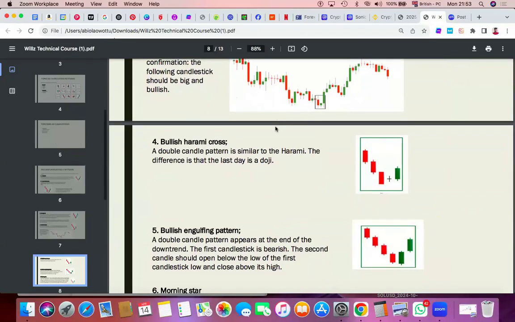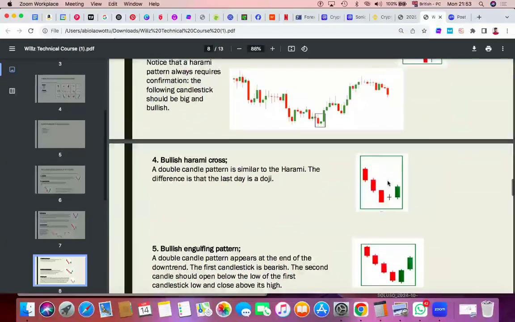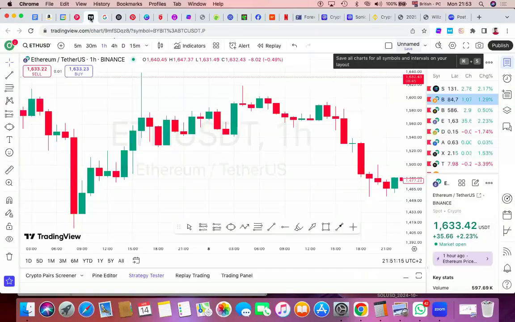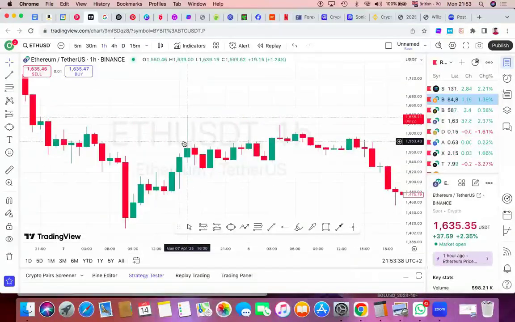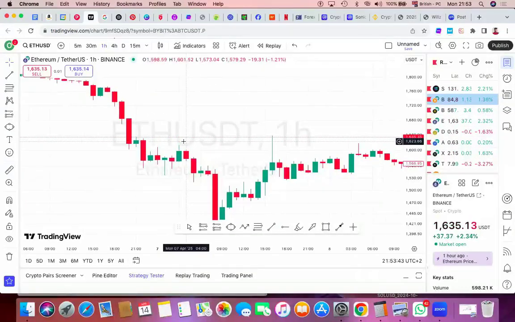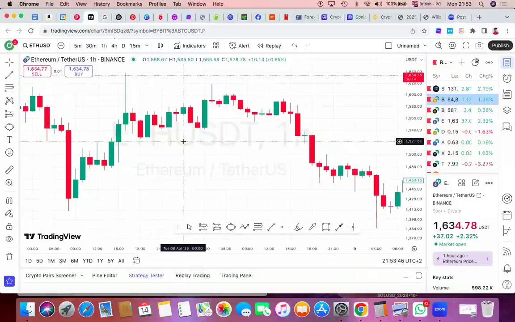Next, the bullish harami cross is a double candle pattern similar to the harami. The difference is the last one is a doji, right? So what do we call a doji? A doji is a candle in which the body is almost invisible. I will show you a doji in the chart, and in most cases, when you have a doji in a downtrend, it identifies a bullish reversal.